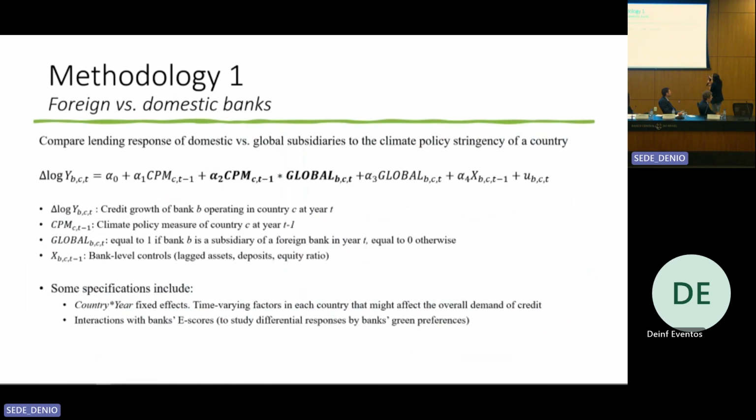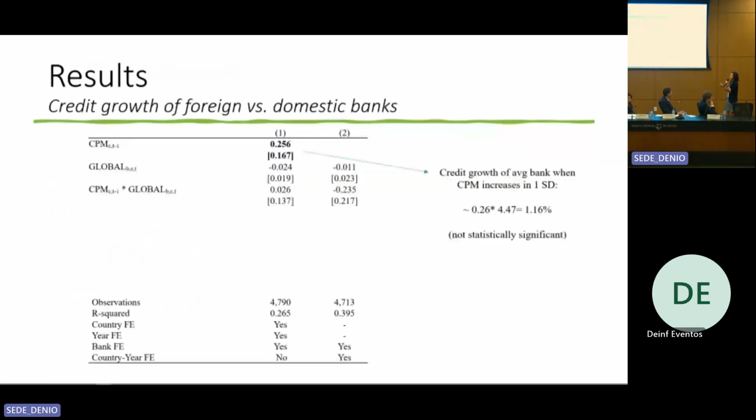And then we're going to saturate this specification with a bunch of information of the subsidiary that may be related to the credit growth. Importantly, we're going to include also country times year fixed effects to isolate variation that may be driving variation in the credit growth in a particular country. As I said, we're also going to interact the e-scores of banks to get at the heterogeneity of not only global banks, but global green banks.